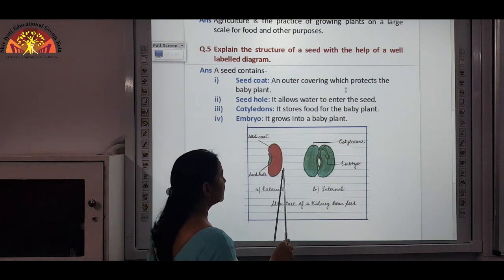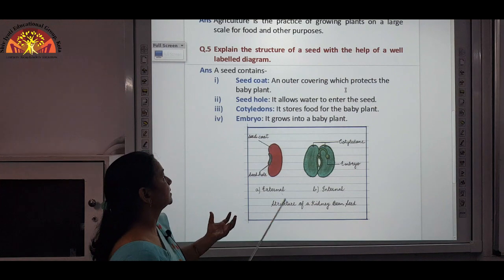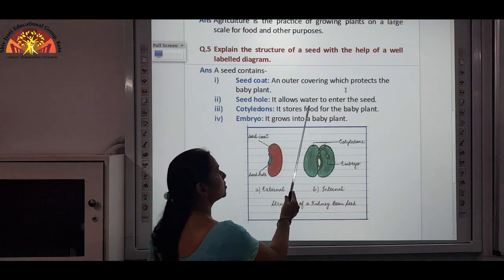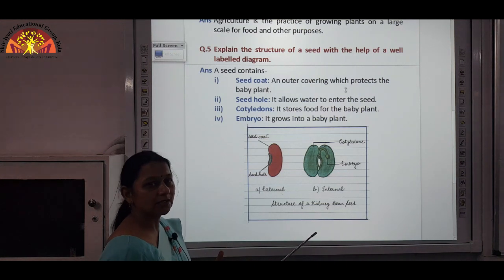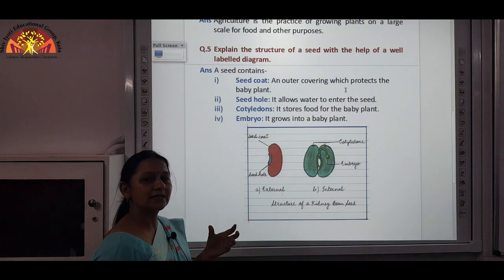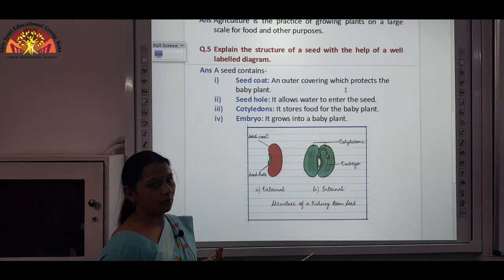This is the seed coat, which protects the baby plant growing inside it. Now, the seed hole allows water to enter the seed. When we soak the seed, or when the seed is growing, it takes up the water through this hole.